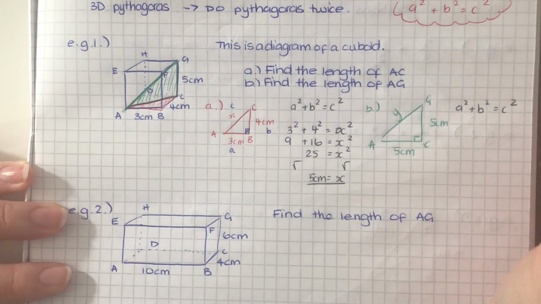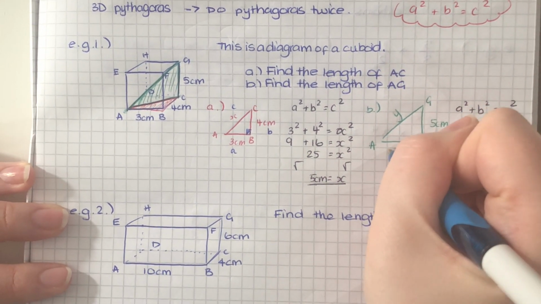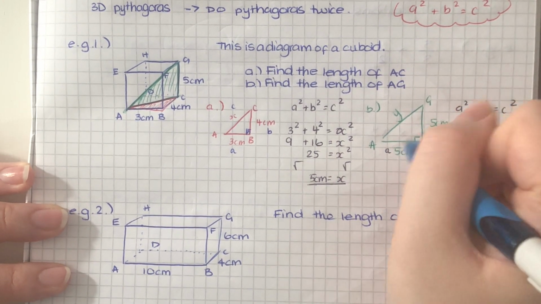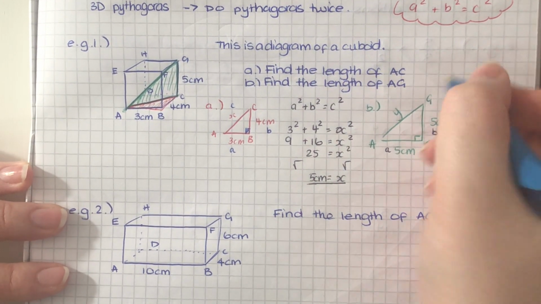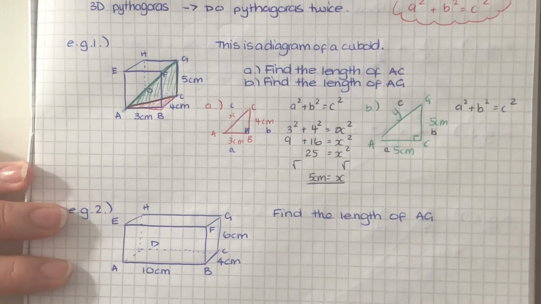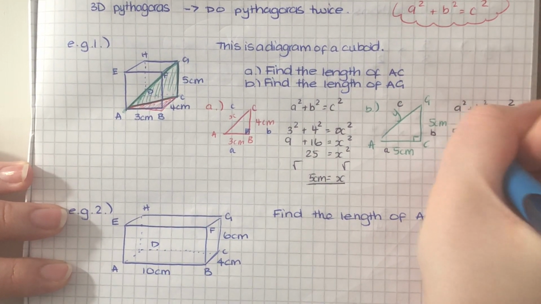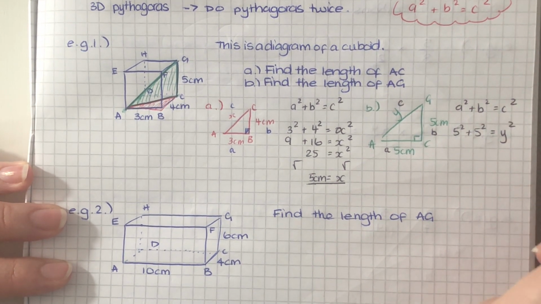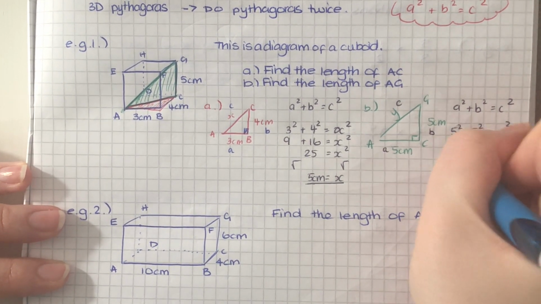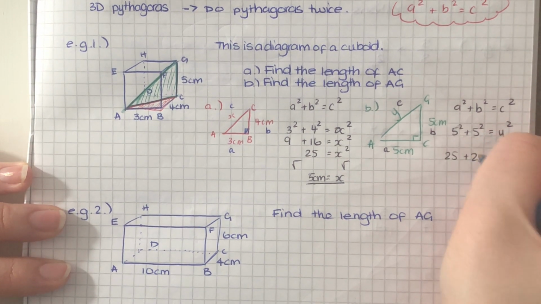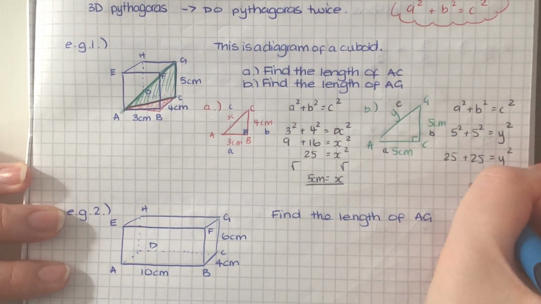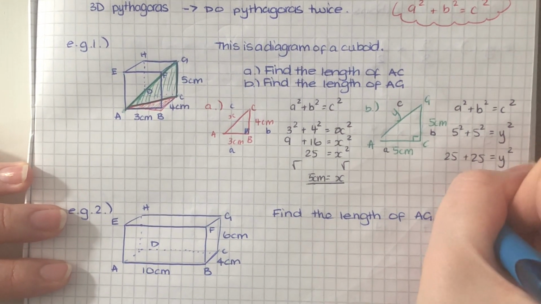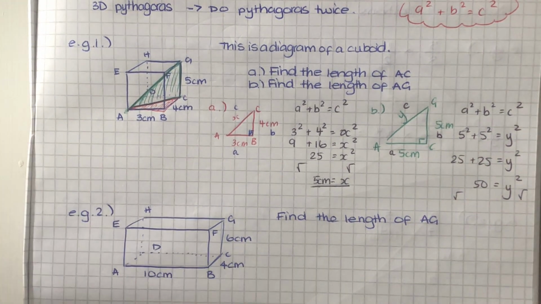We need to make sure we label it. So AC must be A and this one must be B because they're the two shorter sides. Again, you can have them the other way around if you wanted. And this must be C. So we've got 5 squared plus 5 squared equals y squared. Okay, 5 squared is 25 plus another 25 is y squared, which is 50 equals y squared, and then we can square root, which I think is 7.07.